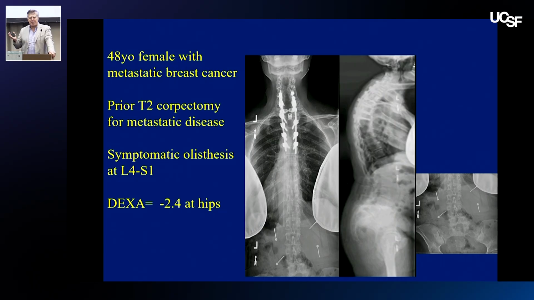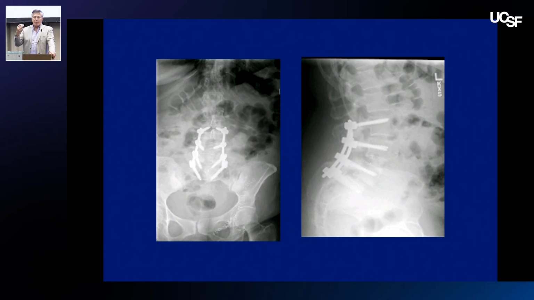Here's a patient with metastatic breast cancer. I'd actually done a T2 corpectomy on her a few years before. She developed symptomatic degenerative changes at L4-L5. Osteopenic, not osteoporotic, did a L3-L5 fusion front and back. So there's an L3-L5 circumferentially. And she came back for her 4-week visit.